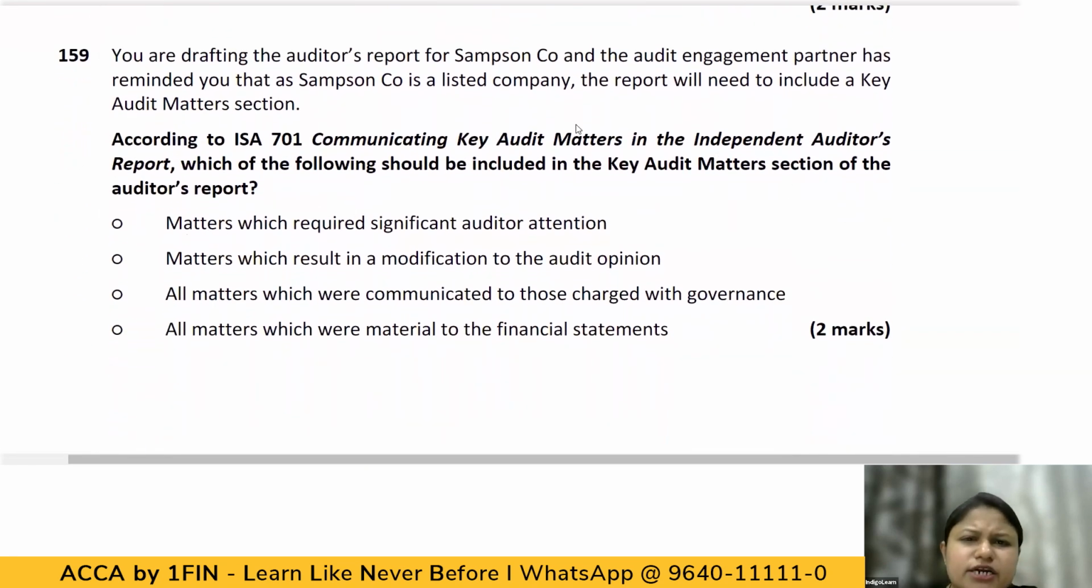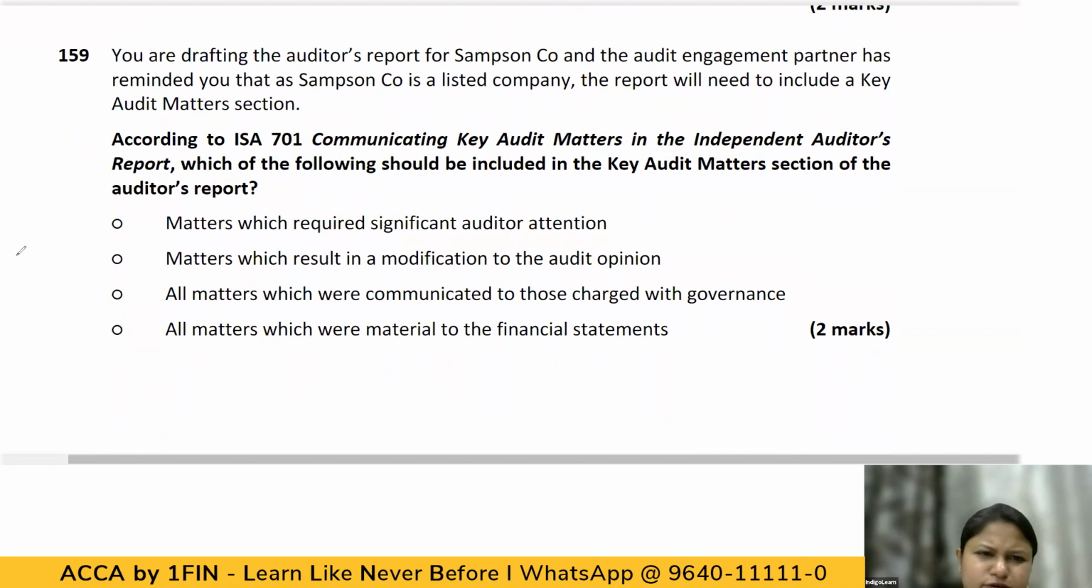You are drafting the auditor's report for Samsung company, and the audit engagement partner has reminded you that Samsung company is a listed entity. We saw that it's a listed retailer. So obviously, it's a listed entity. The report will need to include a key audit matter section, obviously. According to ISA 701, communicating CAM in the auditor's report, which of the following should be included in the CAM section of the auditor's report?